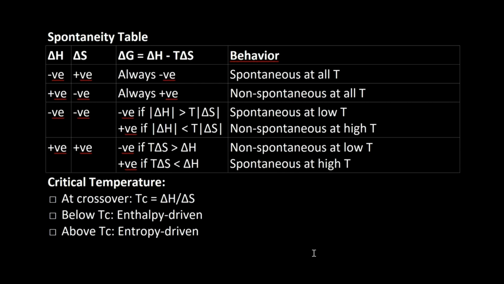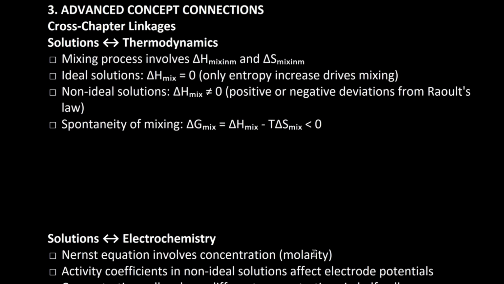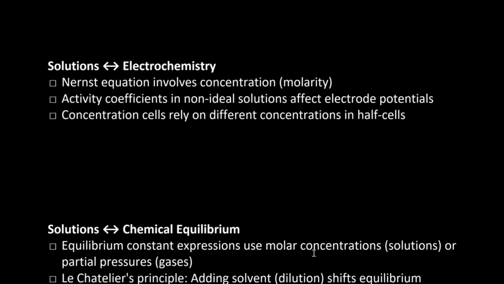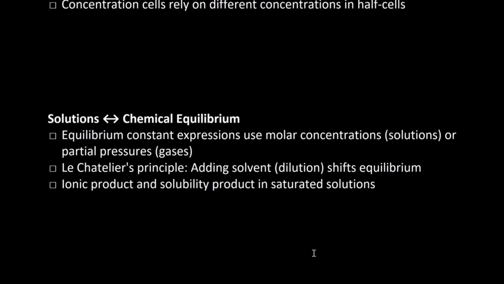A table for delta H, delta S and delta G, and here the behavior is given. Please do take a screenshot if you want. And moving on to the next one. As I told you, solutions and thermodynamics are intermixed chapters where you can expect questions like the Nernst equation, which involves the concentration and the activity coefficients in ideal gas, non-ideal gas, ideal solutions, right?